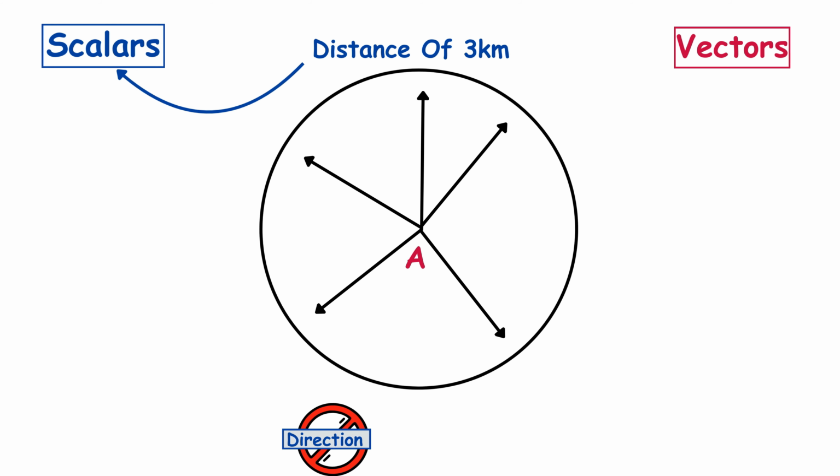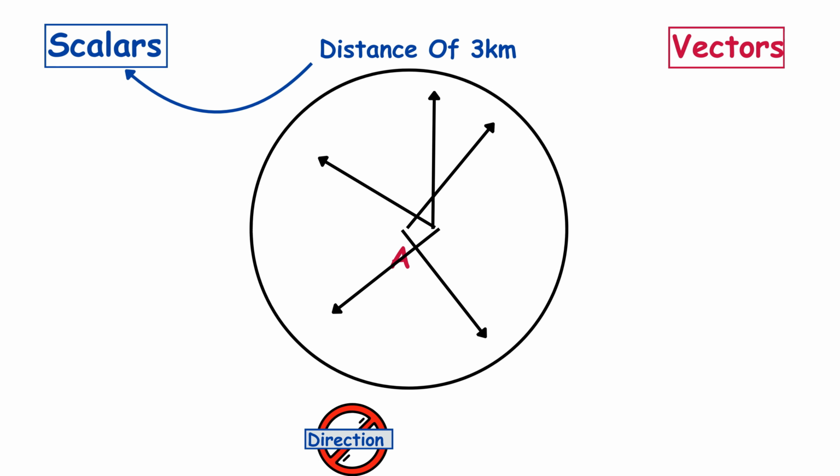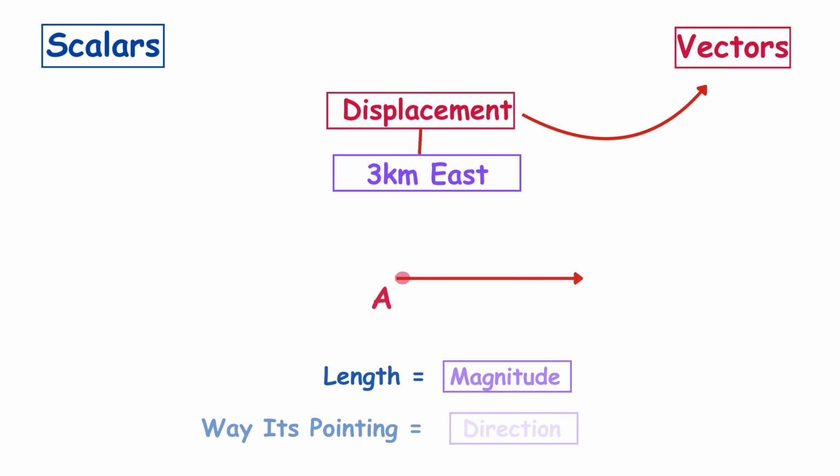Because you only know how far you walked, but not the direction, you cannot say exactly where you are. This is why distance is a scalar quantity. It gives no clue about direction. Now imagine instead that you said you walked 3 kilometers to the east starting from point A. That single additional piece of information, direction, now allows us to pinpoint your location exactly. In this case, the quantity you described is called displacement, which is a vector quantity because it includes both magnitude, which is 3 kilometers, and direction, which is east.